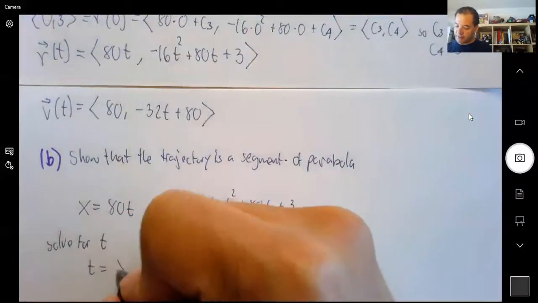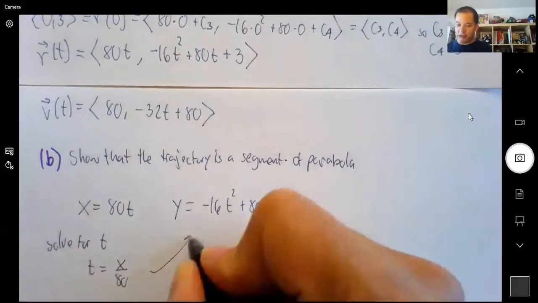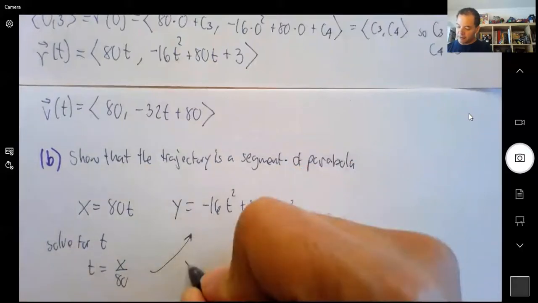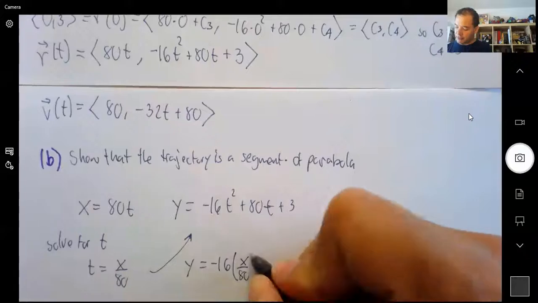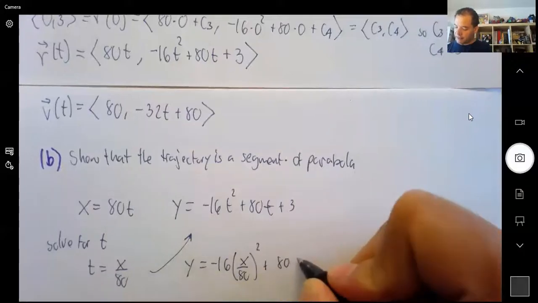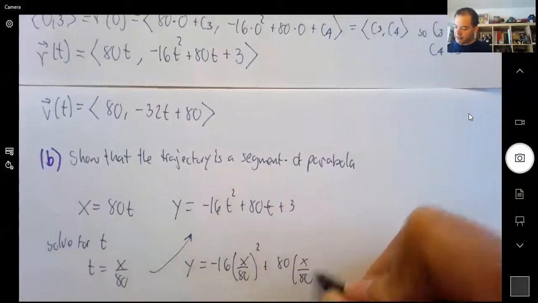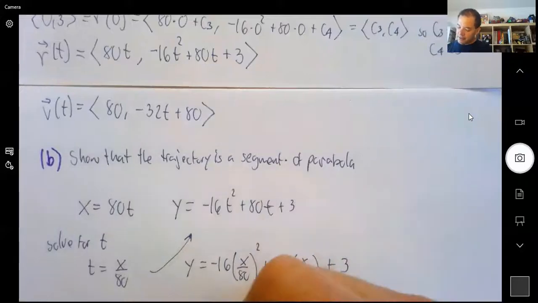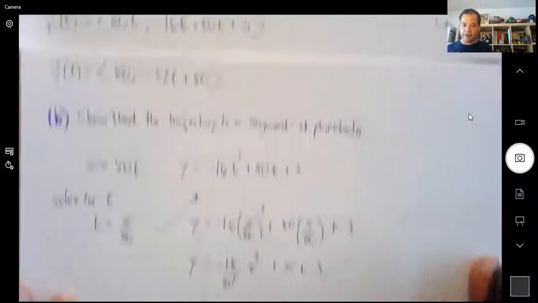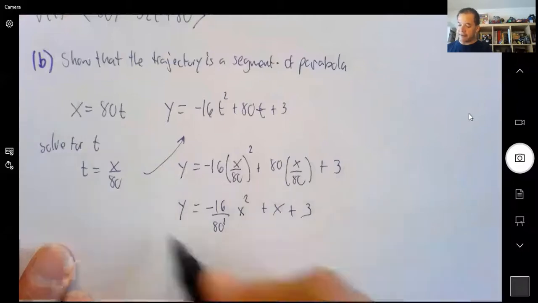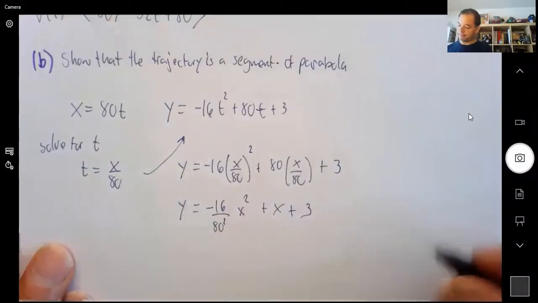We did this when we learned about parametric equations. So t is x over 80, and then plug it in here. So then y is negative 16 times (x over 80) squared plus 80 times x over 80 plus 3. And this is y equals negative 16 over 80 squared x squared plus x plus 3, which is obviously a parabola, right? That's the equation of a parabola.